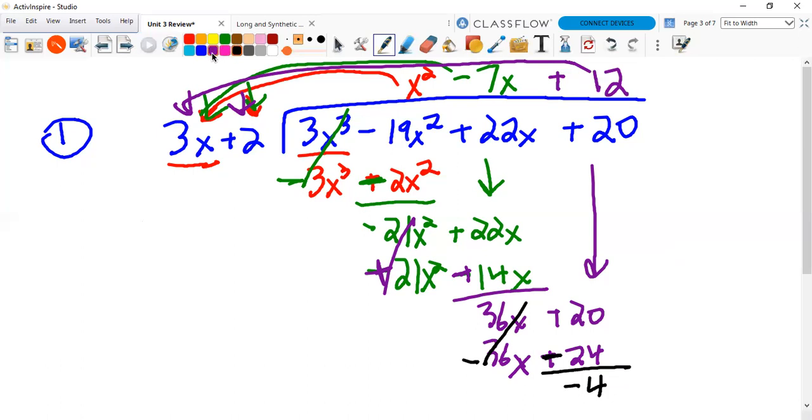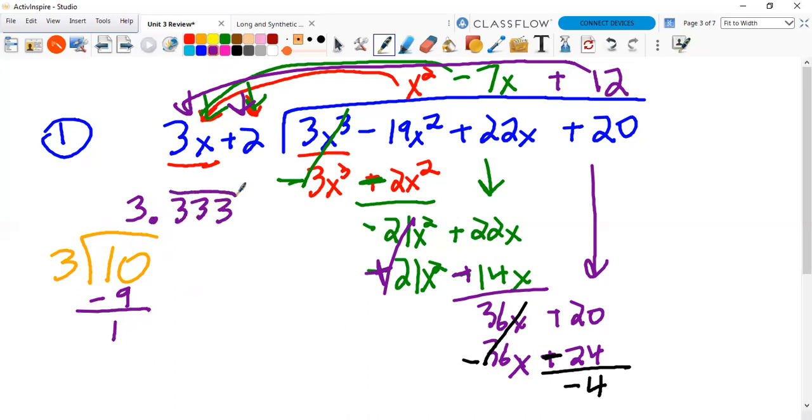What I'm going to do though is actually do a short long division problem with regular numbers. 10 divided by 3 goes in 3 times. 10 minus 9, I have a remainder of 1. If I actually divided 10 divided by 3 in my calculator, however, I would get 3.33333 repeating forever.